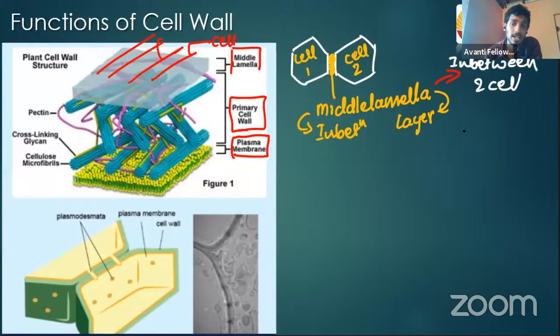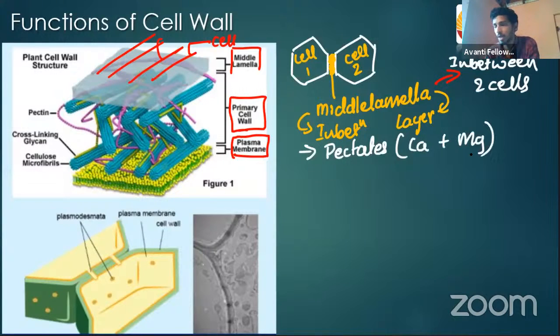Okay. Then what is the middle lamella normally made up of? The pectates. Pectates of calcium plus magnesium. Normally, it is made up of calcium and magnesium pectates. So we don't have cell wall exactly. These act like a binding, like a gum between one cell and another cell. Is there anything between one cell and another? There is a small gap. That we call the plasmodesmata.